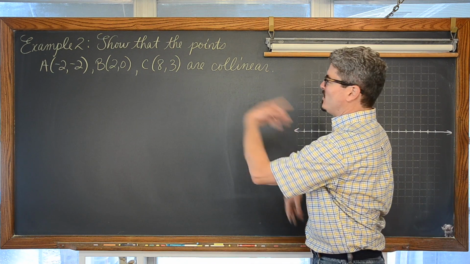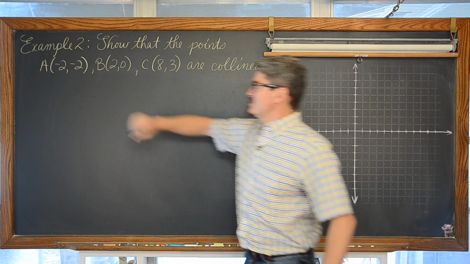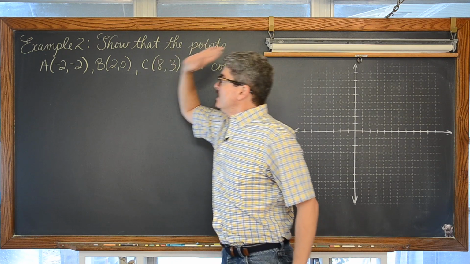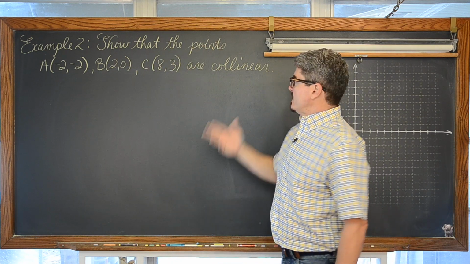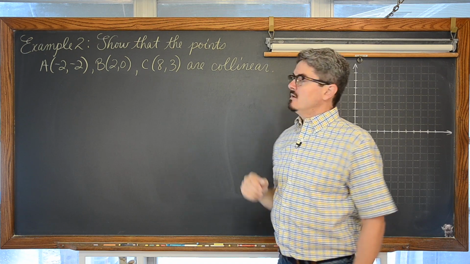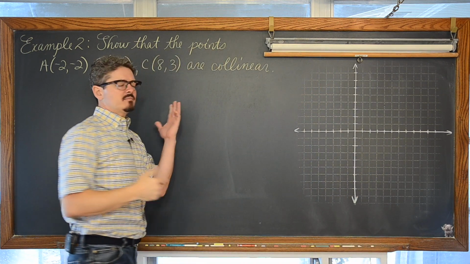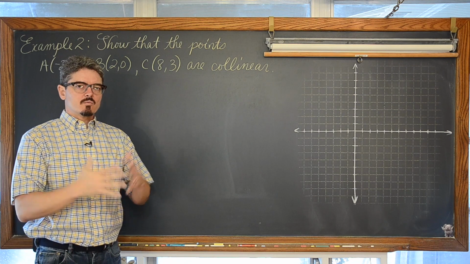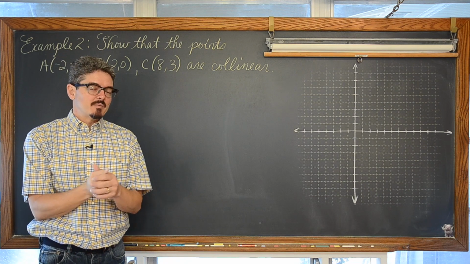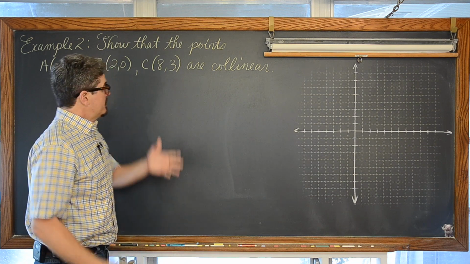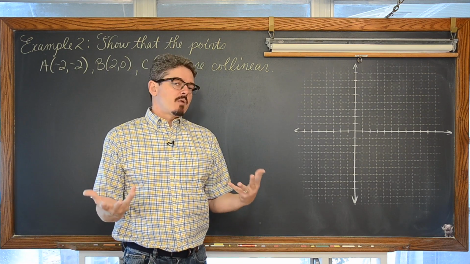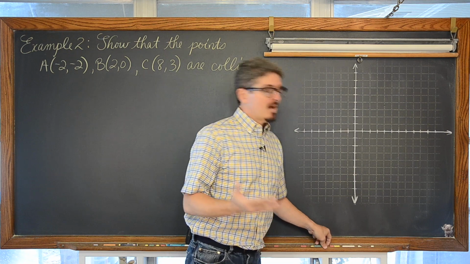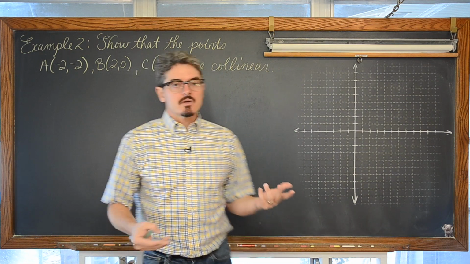For our second example, we're going to show that the points A, which is (-2, -2), B, which is (2, 0), and C, which has the coordinates of (8, 3), are collinear. Now this problem doesn't start with vector notation or with vectors. It's not a vector application problem necessarily, like a word problem. It's just asking you a question. So really, even though I'm going to show you how to solve this problem with vectors, if you have the flexibility in your work, you don't have to.